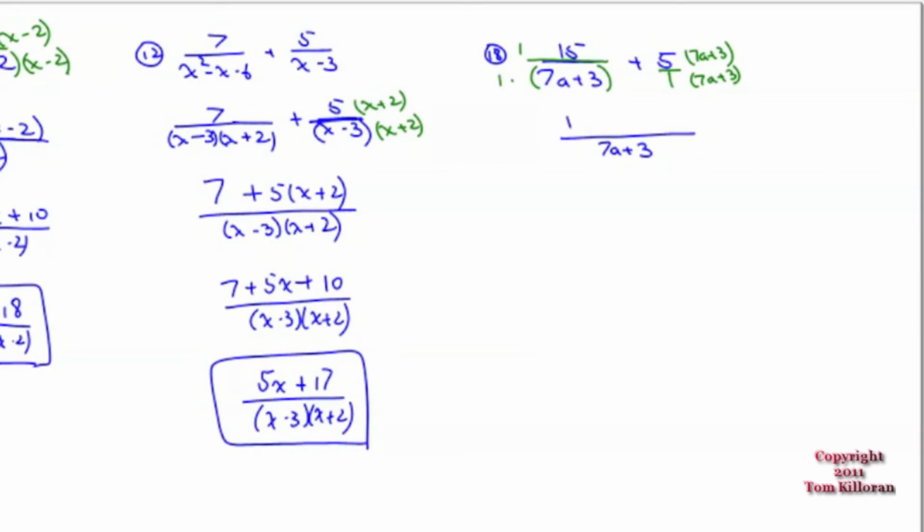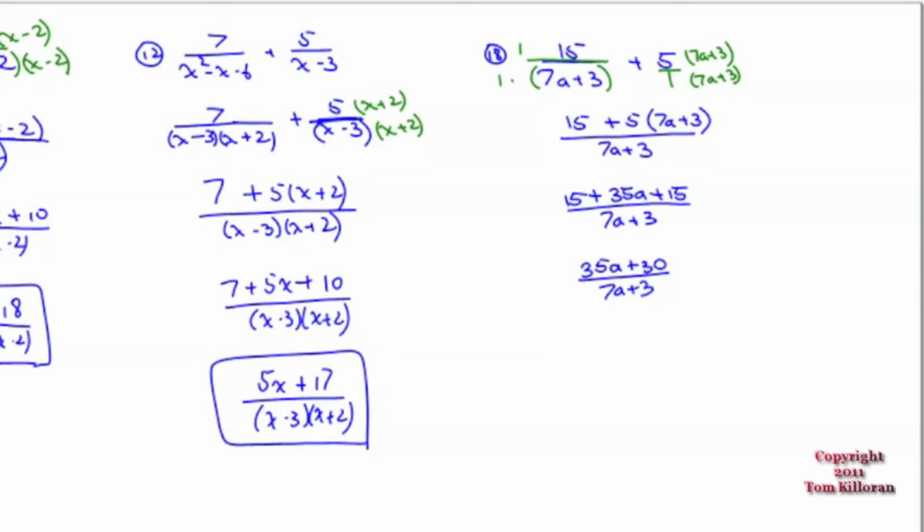And the top, you're going to get 15 plus 5 times the quantity 7a plus 3. And don't cancel. No canceling when you have addition and subtraction. All right, and then play around with the top. See, this is 15 plus 35a plus another 15 all over that 7a plus 3. And of course, 15 and 15 is 30, so you get 35a plus 30 all divided by 7a plus 3.